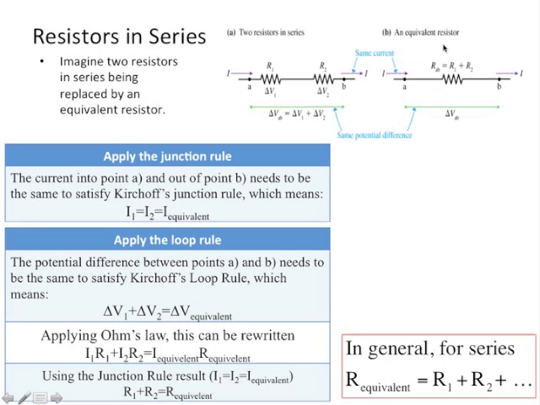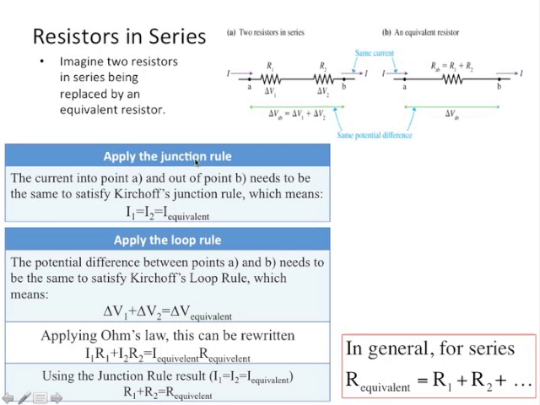We want to figure out what the relationship is between those two. But the point is, if I measure the potential between A and B in my real circuit and A and B in my equivalent circuit, it has to be the same. And the current, if I measure the current at A in the left situation, it has to be the same as the current in this equivalent situation. So let's apply those rules and figure out the equivalent resistance.